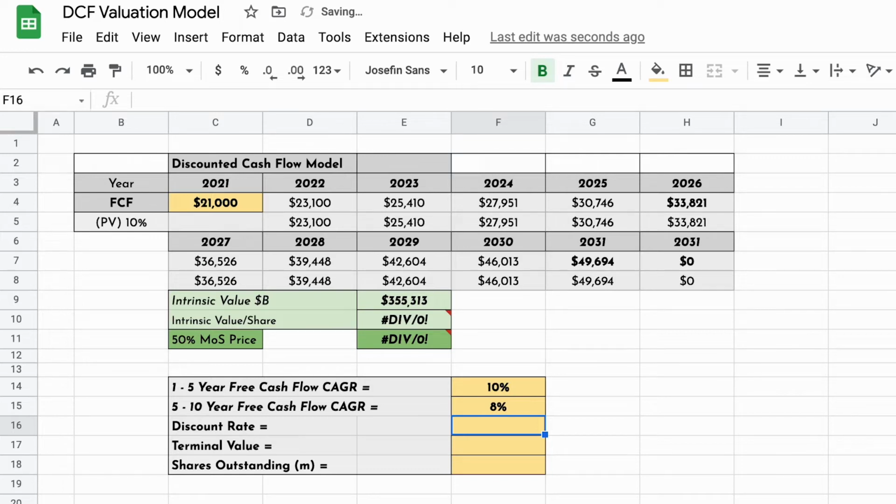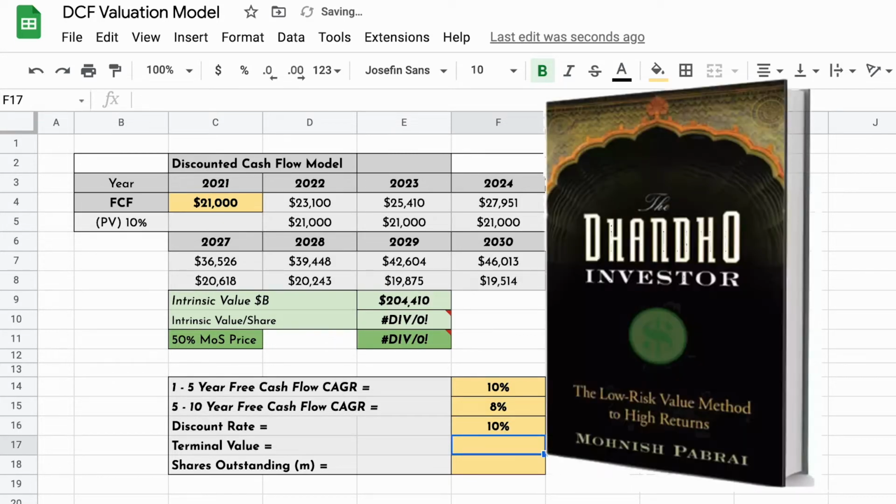Next we need to discount the future cash flows back to today using a discount rate, and I always just use 10% to keep it simple, and it's what Mohnish Pabrai used in the Dhandho Investor.